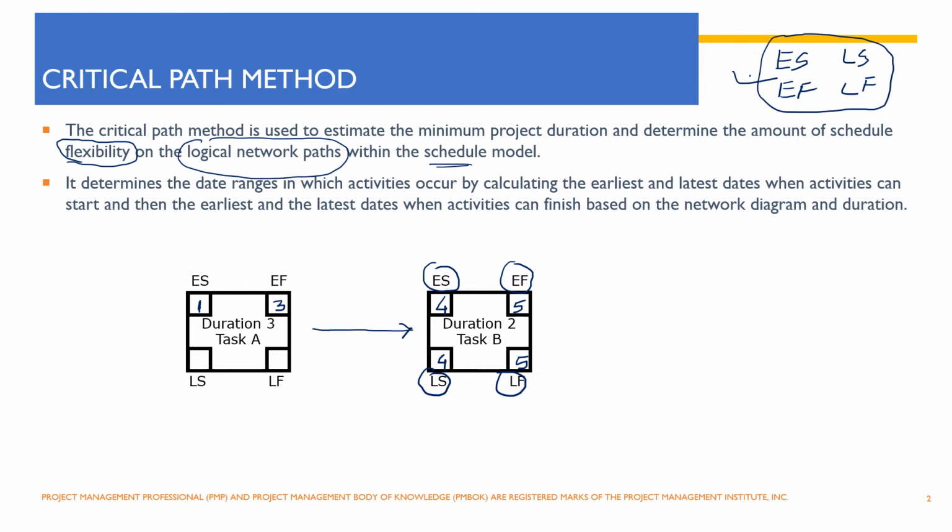Now in order for activity B to start on 4th of January, activity A must have finished on 3rd of January, so that we'll be able to start this activity on 4th. And in order for activity A to finish on 3rd of January, it must have been started on 1st of January, because it requires 3 days of work. So this is called late start and late finish.